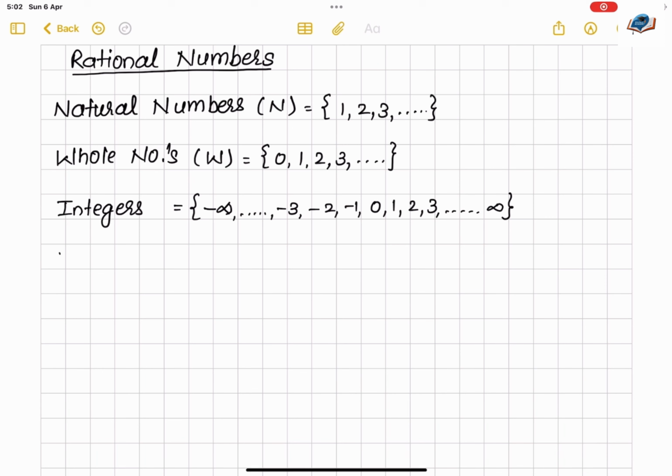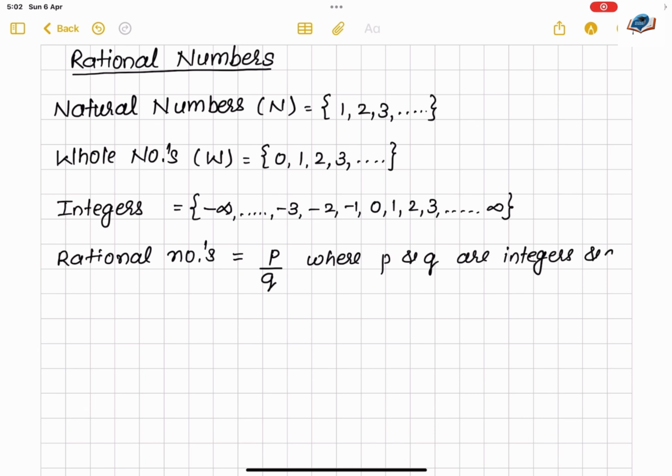Now comes the next, rational numbers. Rational numbers are the numbers which can be written in P by Q form, where P and Q are integers and Q should not be equal to 0. The reason why Q is not 0 is because 1 upon 0 is infinite or not defined. So we can't find 1 upon 0, and that's why Q should not be 0.